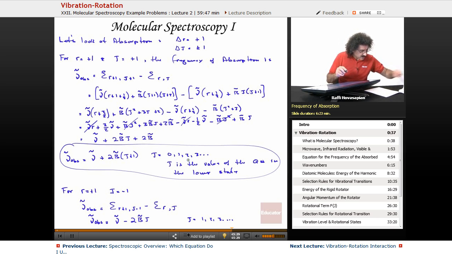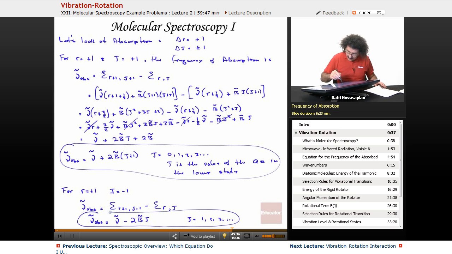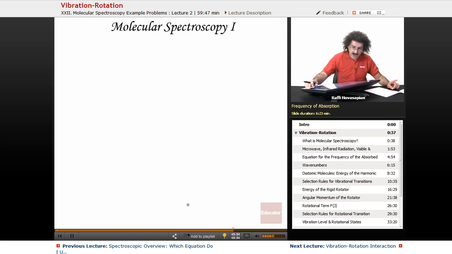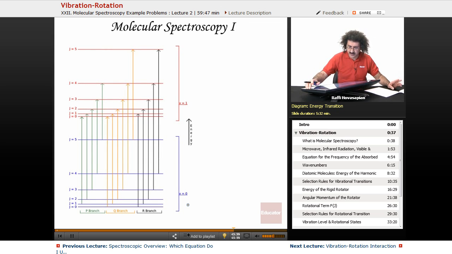All right, now let's actually see what this looks like. So this is the other equation that I'm interested in right here. This gives me one set of lines for different values of j. This gives me another set of lines for different values of j. So let's go ahead and go to a picture of the energy transitions to see what's happening first, and then we'll take a look at a spectrum.